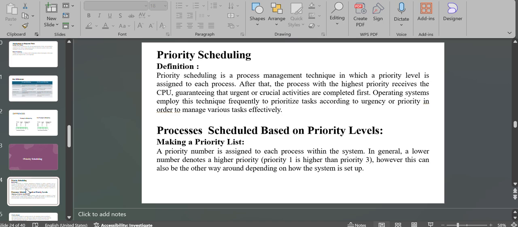Making a priority list. A priority number is assigned to each process within the system. In general, a lower number denotes higher priority. However, this can also be the other way around depending on how the system is set up.